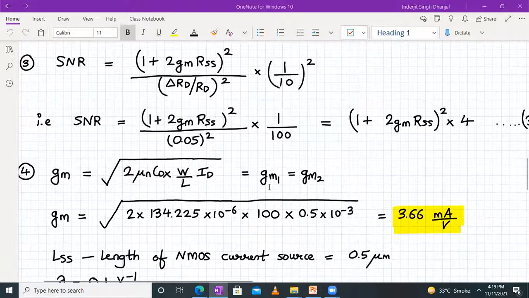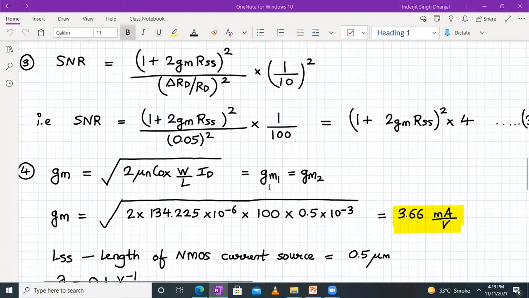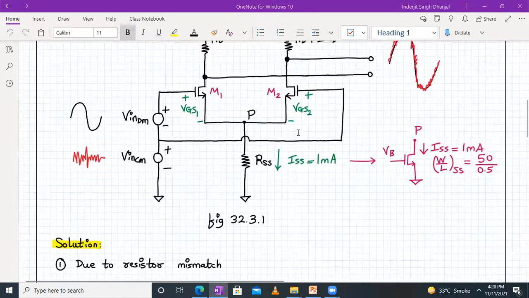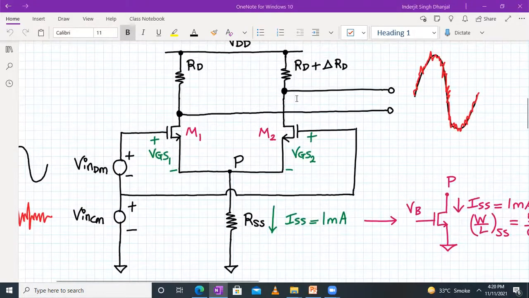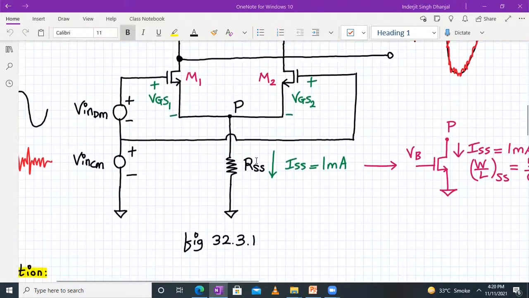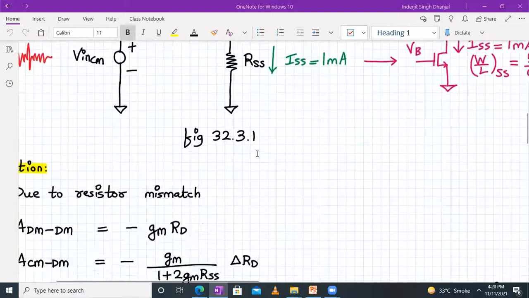Now, we know that the transistors are matched. So GM1 will be equal to GM2, which we call GM. So GM is the square root of twice mu n Cox W by L into ID, where the ID value will be, let us see, ISS value is 1 milliampere. So ID1 and ID2 will similarly be equal to 0.5 milliamperes, right?